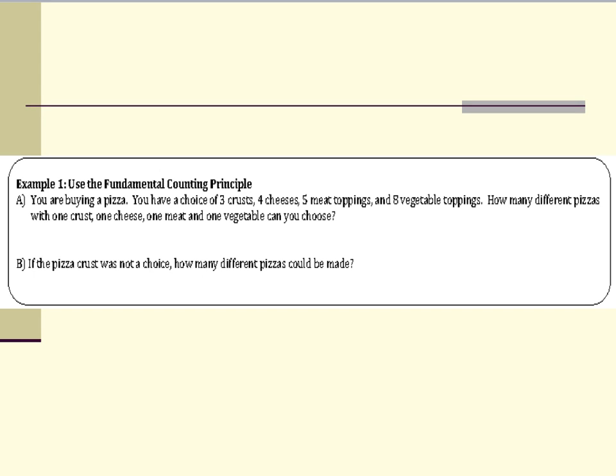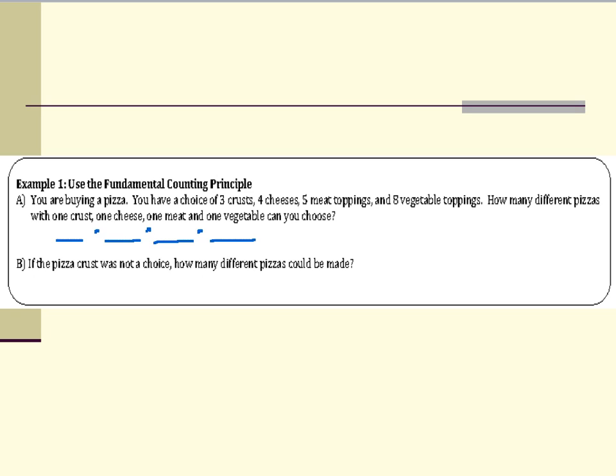So here's our first example. You're buying a pizza. You have a choice of 3 crusts, 4 cheeses, 5 meat toppings, and 8 vegetable toppings. How many different pizzas with 1 crust, 1 cheese, 1 meat, and 1 vegetable can you choose? How I like to do these is make blanks for each choice. I have 1 crust, times 1 cheese, times 1 meat, times 1 vegetable.